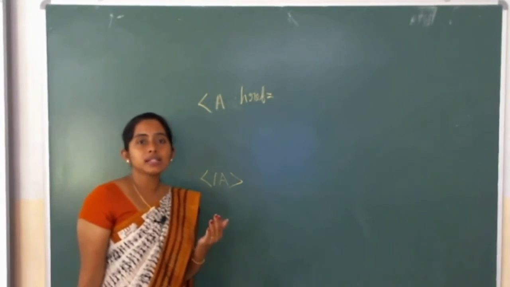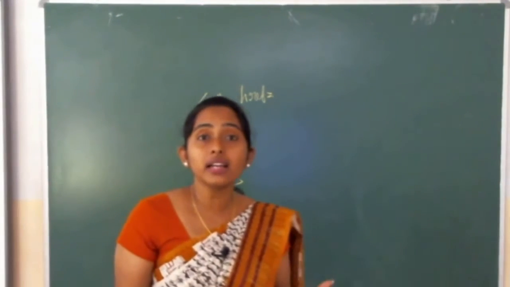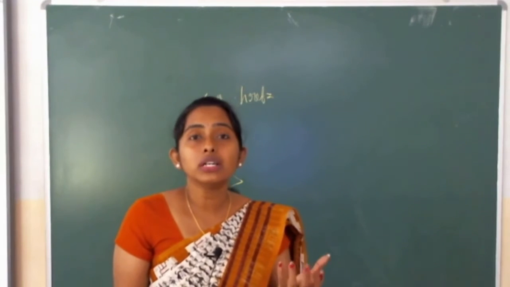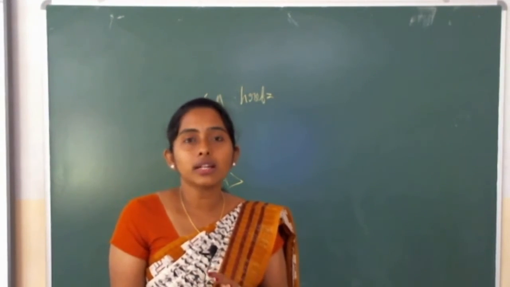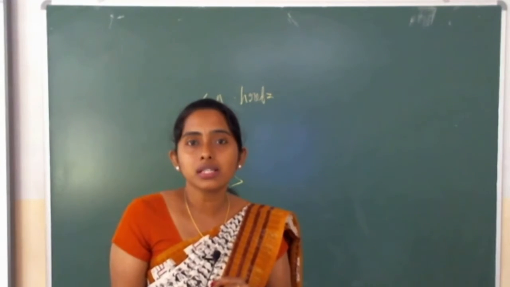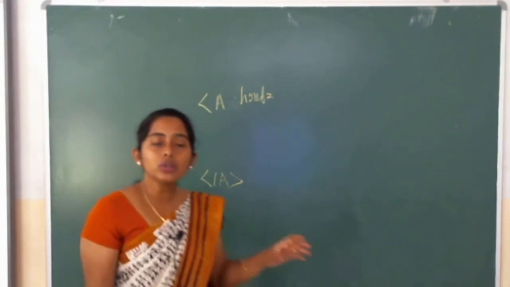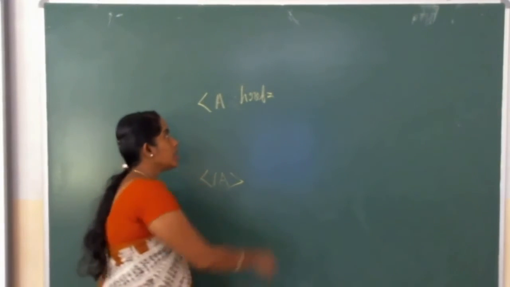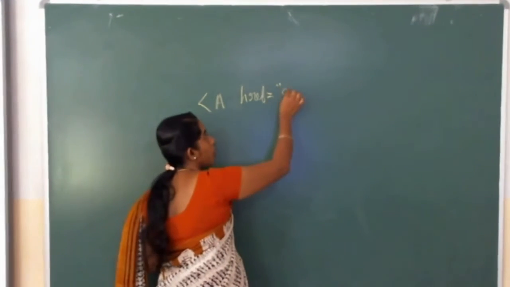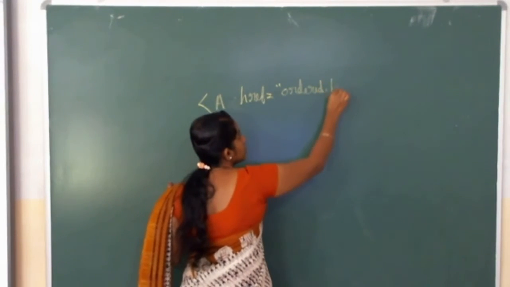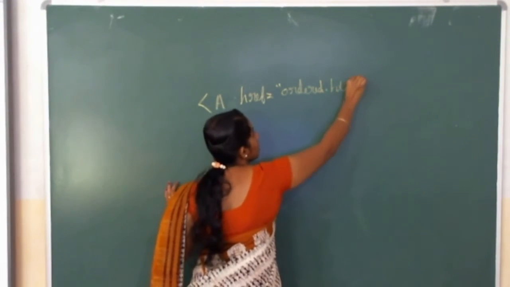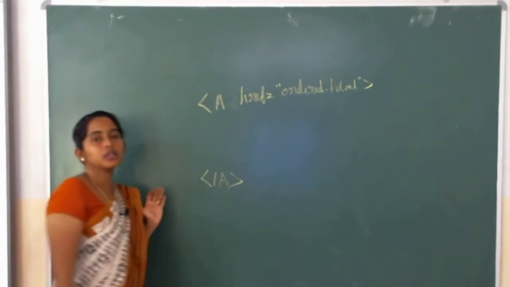So last class we designed a web page, that is ordered list, like ordered list.html. That is the name we gave to that particular file. So if you want to move to that one, you can give href equal to ordered list.html, like that way you can use.